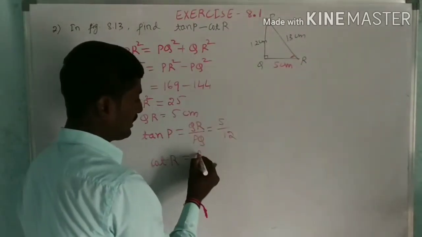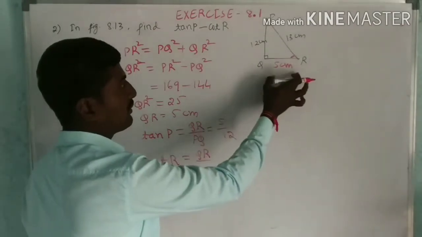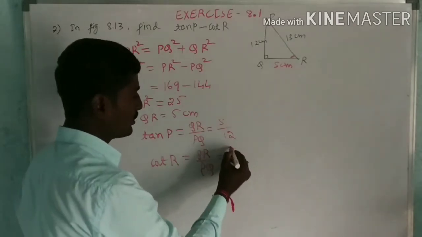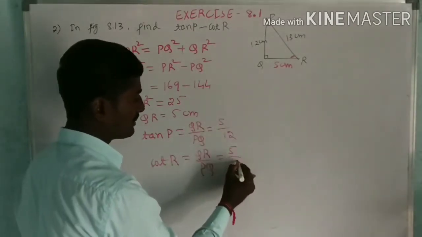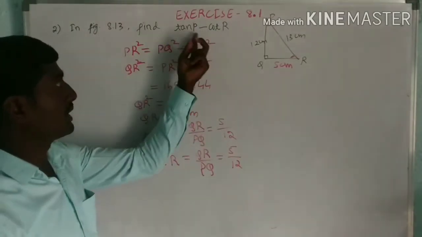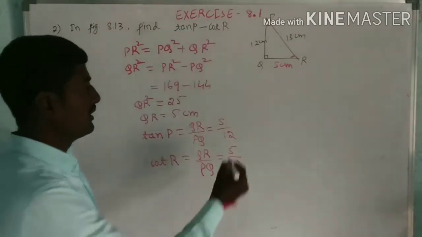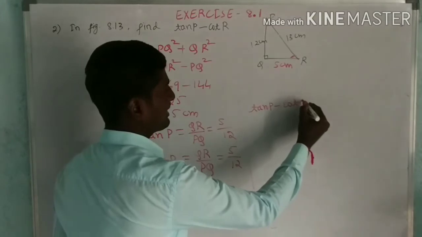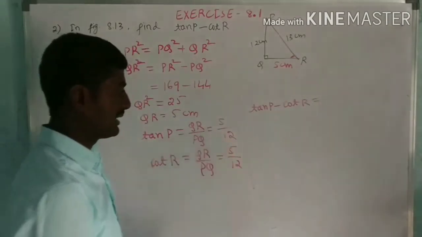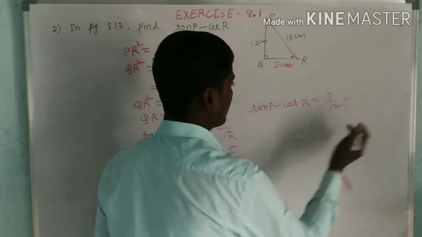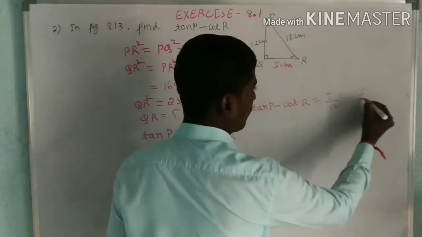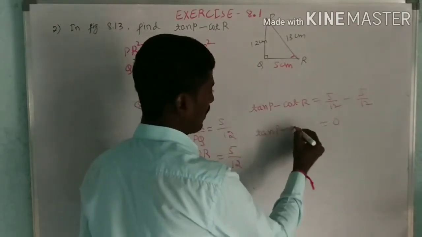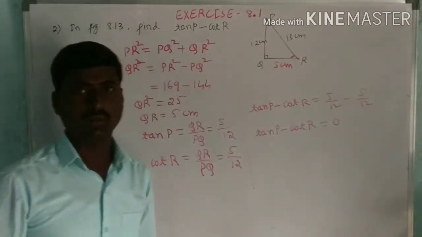Now QR divided by PQ. QR is 5 divided by PQ value, again 12. So we got 12, but I want to find this term. Now tan P minus cot R is equal to tan P value, which is already 5 by 12, minus cot R, which is also 5 divided by 12. Now this is equal to 0. Therefore tan P minus cot R is equal to 0.